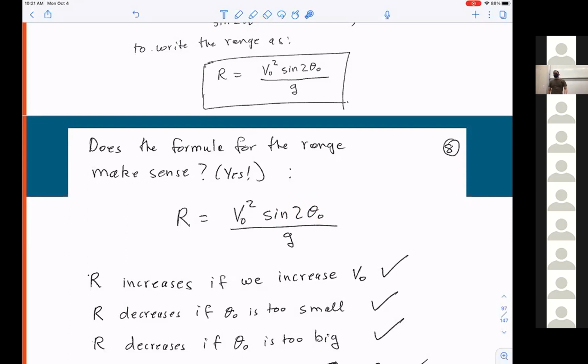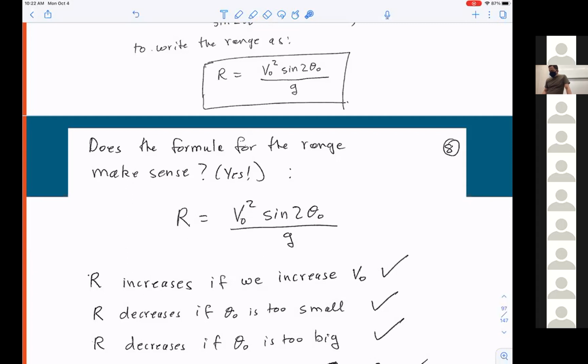So what that means is if you launch it too low to the ground, the range is small. If you launch it too straight up, the range is too small. So therefore, what is the optimal angle with which you want to launch this?